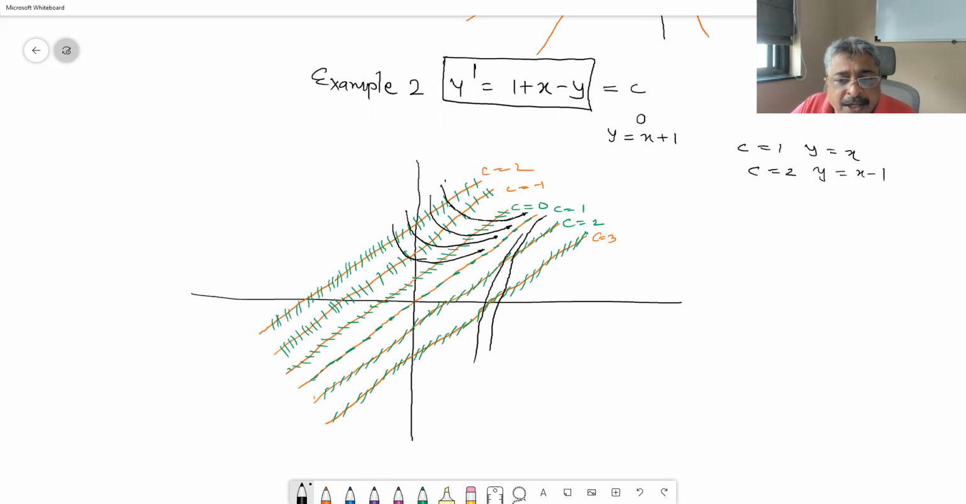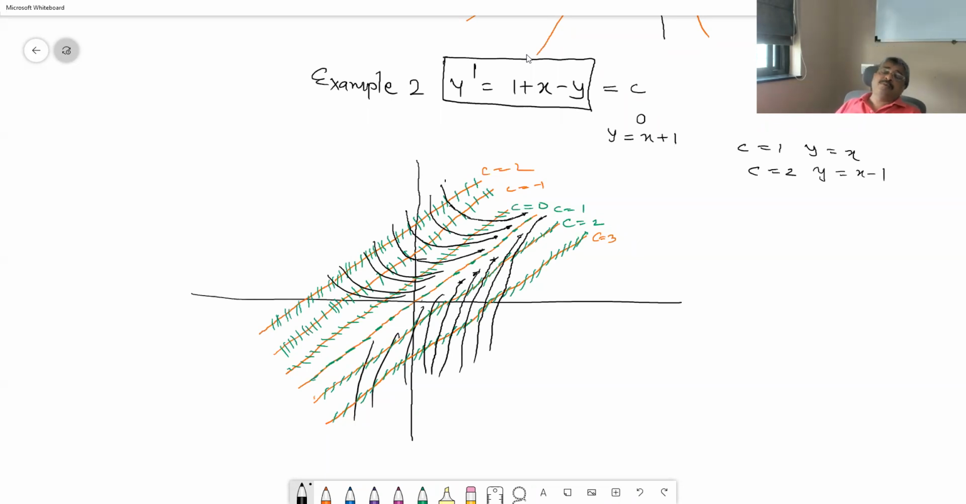The moment it enters the corridor, it has to follow. It cannot come back, because if the curve comes back, it has to change the slope. So it is like this. It enters and keeps becoming asymptotic. This is how the direction field is going to look.